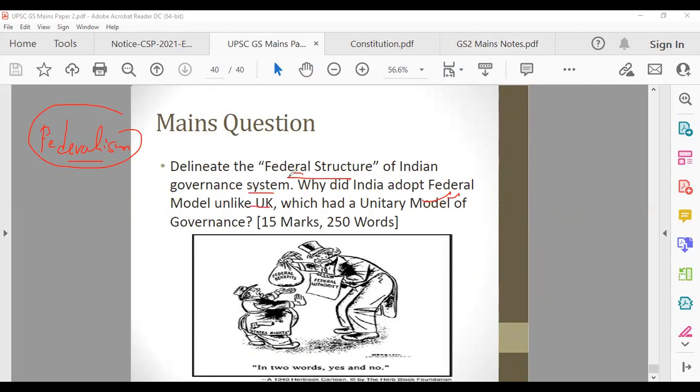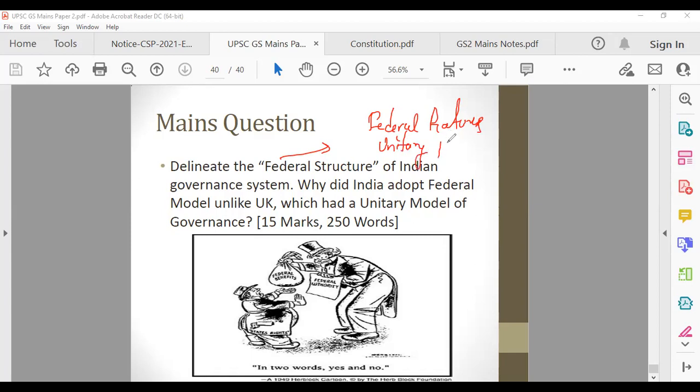Now, the second part is very important. First part you can talk about, you have enough fodder now. You can talk about how India's federal structure is very unique because India is a federal state with a strong unitary bias. We have both federal features as well as unitary features. Then you can talk about what the federal features are and what the unitary features are. This we have discussed. The next part we have not discussed. Why did India adopt a federal model? We were being ruled by the UK and they had a unitary model. Then why did India go for a federal model?